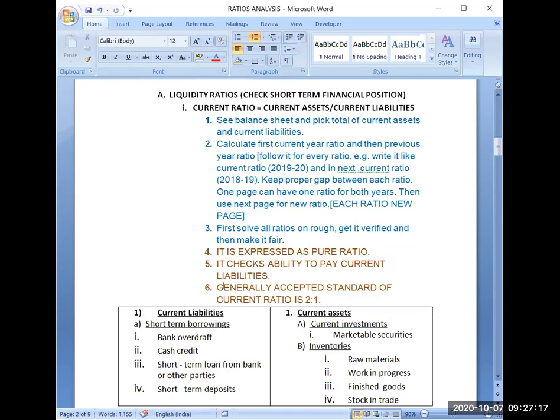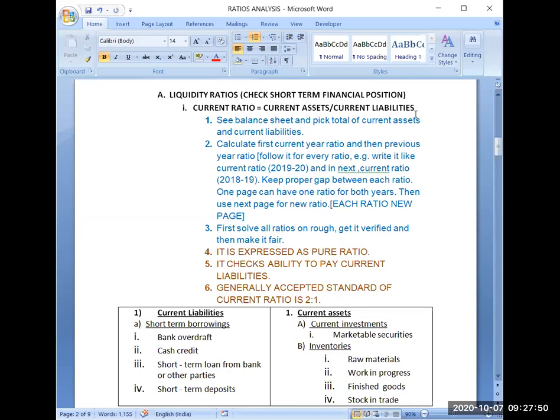Now see the formula of current ratio. Current ratio is equal to current assets upon current liabilities. Now, first thing is that you should be clear about the meaning of current assets and current liabilities. That we have already discussed in class 11th and we have used this term many times. So we should be clear about the meaning. Current assets are the assets which either will be consumed in a year or which will be converted into cash within a year.